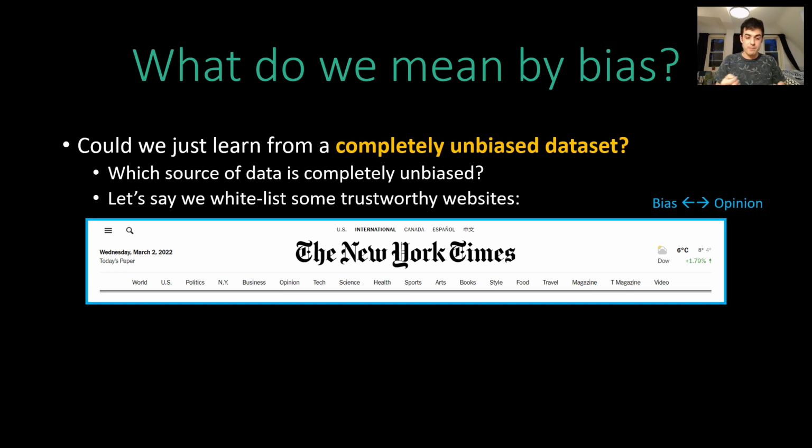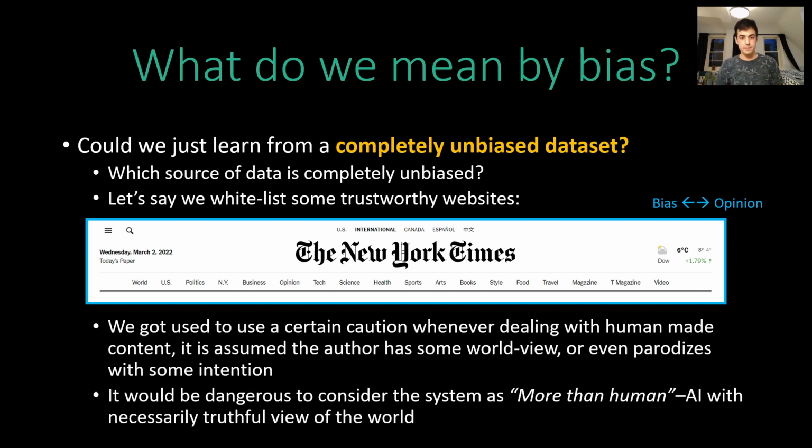The authors are writing with some intentions in mind, and maybe the writers for these articles are hired by the New York Times for some reasons. And so definitely there is some sort of bias. There is some sort of opinion. It might not be wrong. It might be a bias that is, let's say, similar to what my bias would be, but there is definitely some bias.